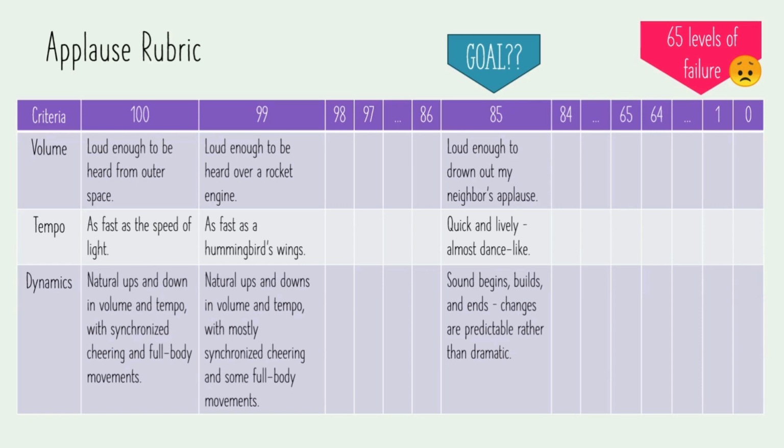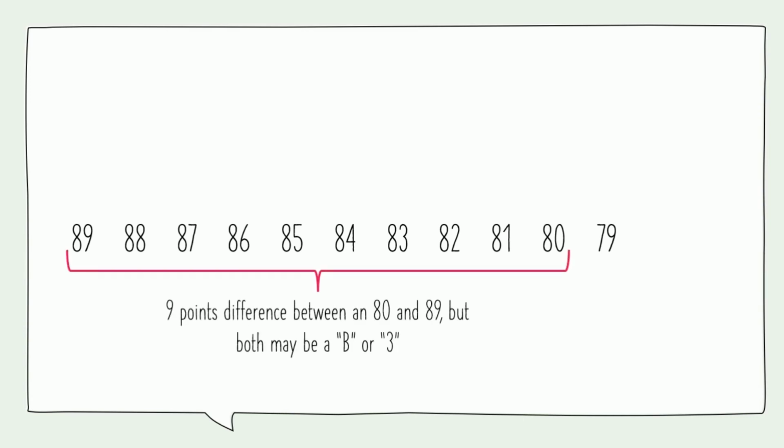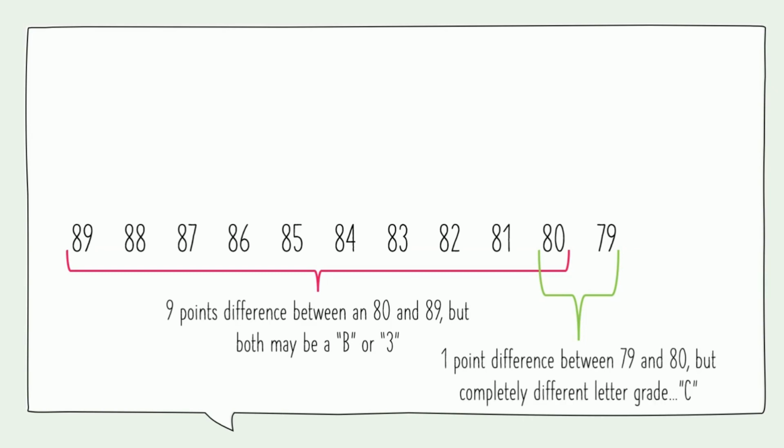of performance. And when we use a 100-point scale on the teacher's end, but then convert and report out in a smaller scale, like A, B, C, D, F, or 1, 2, 3, 4, we're still doing a disservice to our kids. Consider the B range, which is often considered 80 to 89. There are 9 points of difference between an 80 and 89, but they're still both considered a B. There's only 1 point of difference between 79 and 80, but each represents a completely different letter grade.